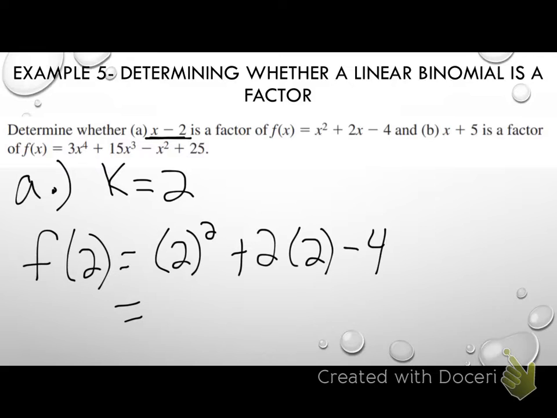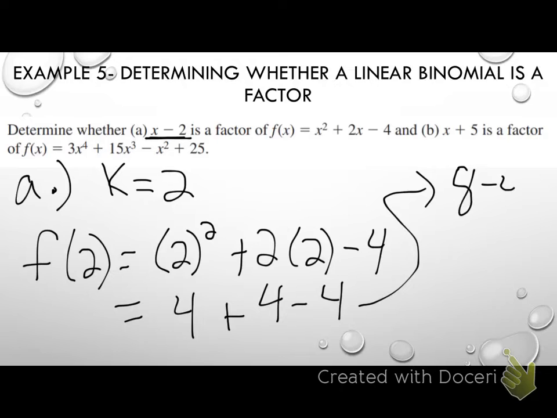So what's 2 squared? 4. What's 2 times 2? 4. And then I still have that minus 4. What's 4 plus 4? 8. And then what is 8 minus 4? 4. So my f of k value is 4.